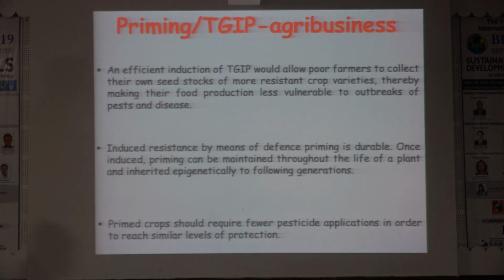And yes, if you manage this, the farmers can collect their own seed and grow, and moreover, once it is primed, it is durable. It means it can last for a number of generations. And I'm not saying that the primed plant still doesn't need insecticide and pesticide. But what you can do is minimize the dose. So if you are using 1 liter, with the primed plant you can minimize to 10 milliliters. So slowly, it will be more sustainable.